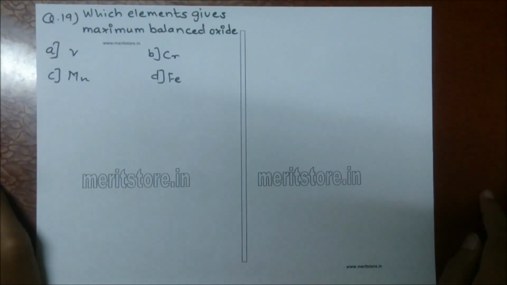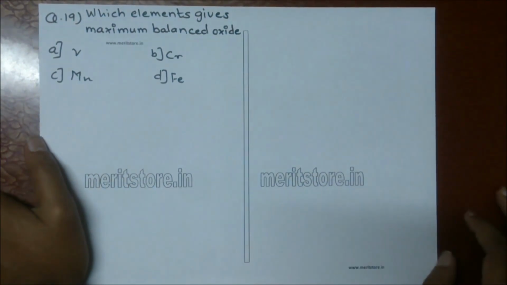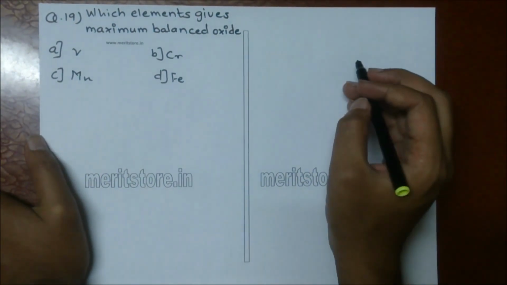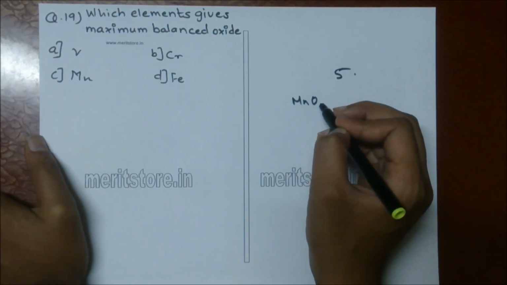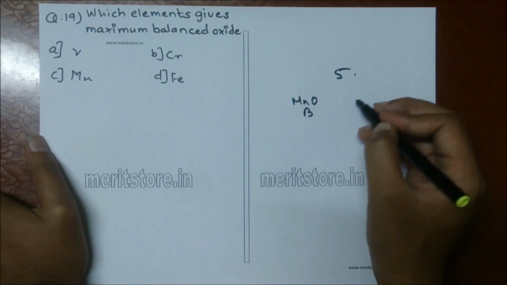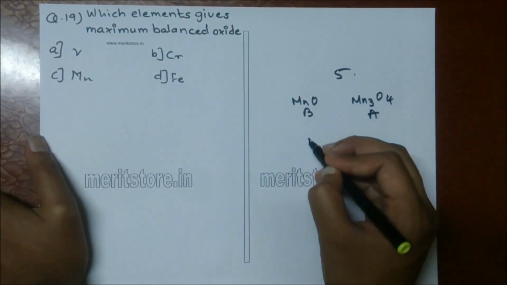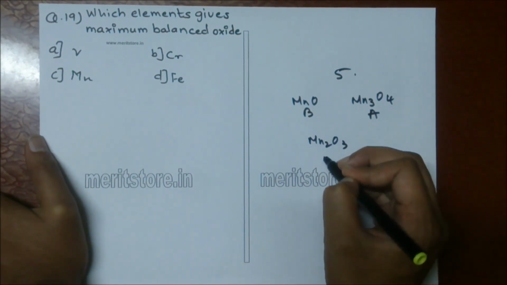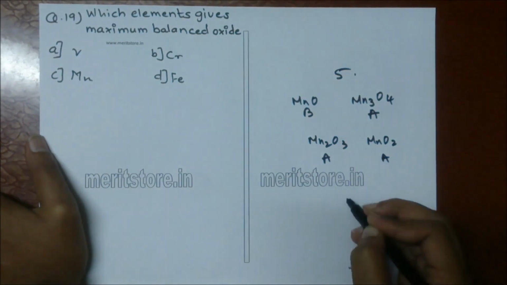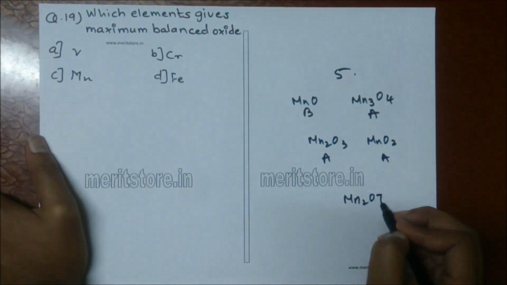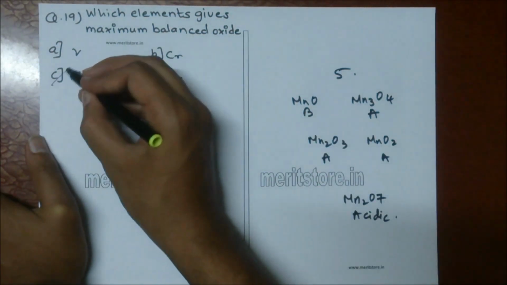A. Vanadium, B. Chromium, C. Manganese, D. Iron. Among the transition elements, manganese forms the maximum number of oxides. There are 5 oxides of manganese, which are MnO, which is basic, then Mn3O4, which is amphoteric, Mn2O3 is also amphoteric, MnO2 amphoteric, and the last one Mn2O7 is acidic. So option C is the correct answer.